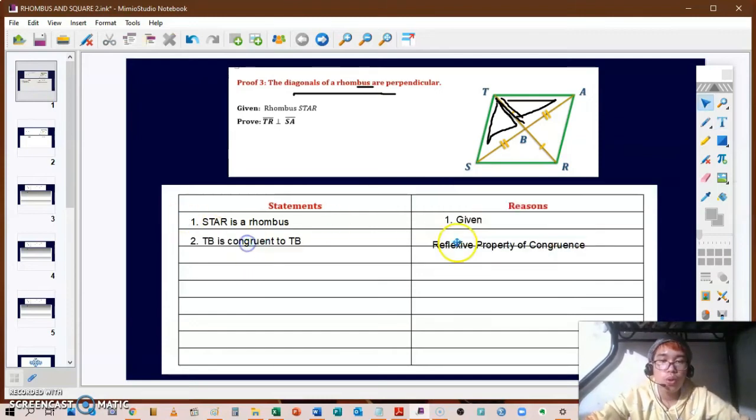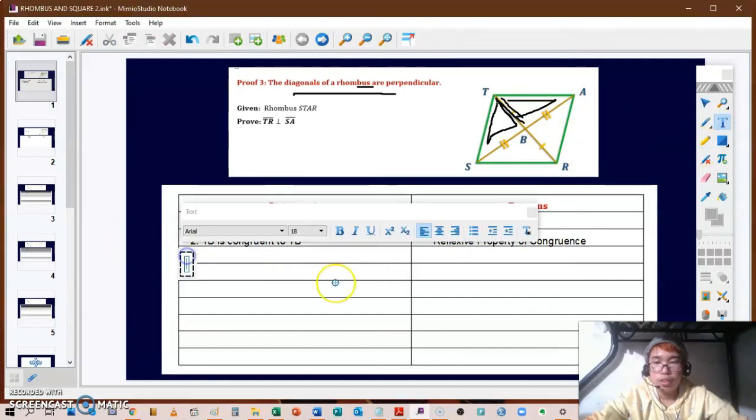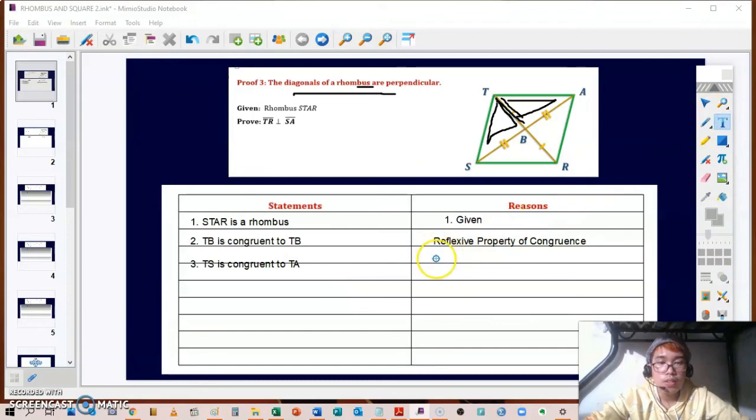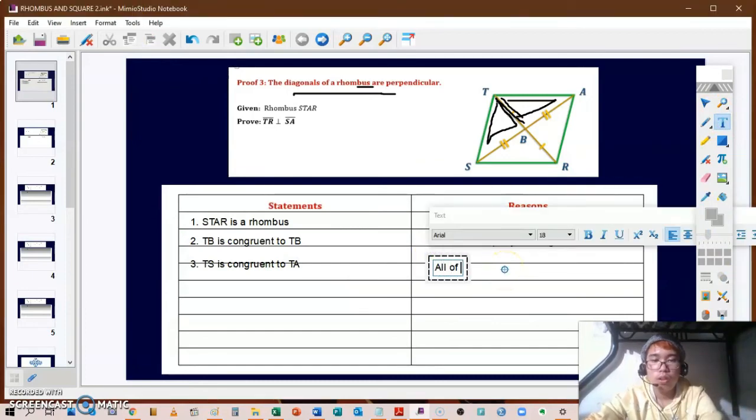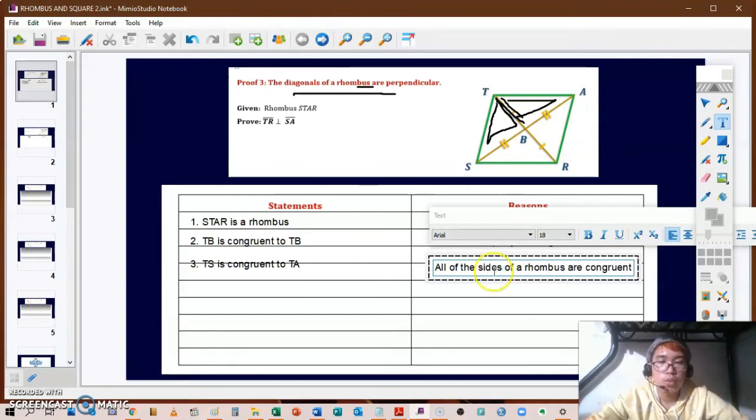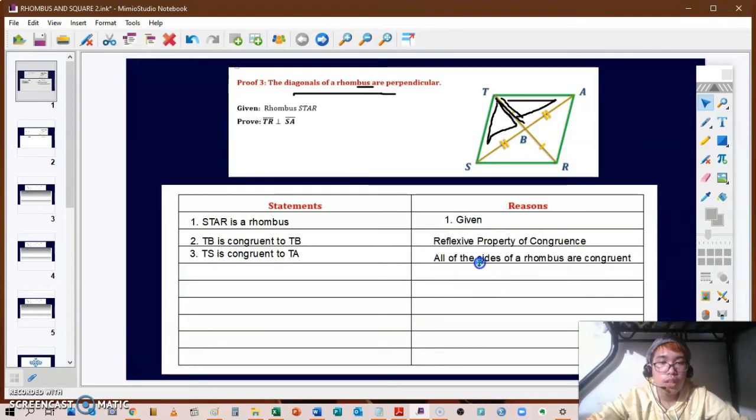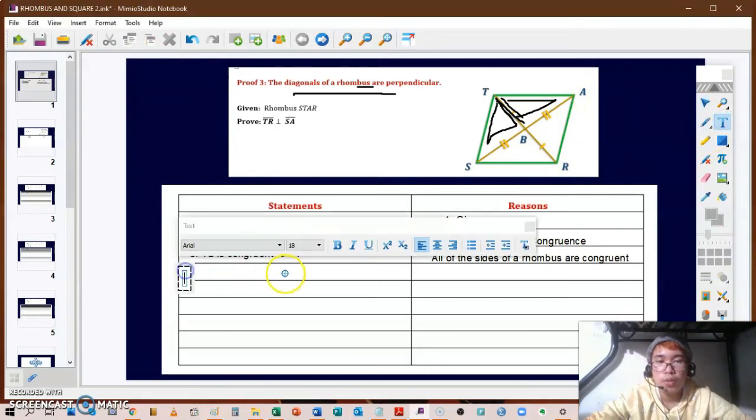It follows also that TS is congruent to TA. Number 3: TS is congruent to TA, because all of the sides of a rhombus are congruent. That's one of the properties. And also we can say that SB is congruent to BA. We write that for number 4: line segment SB is congruent to BA.